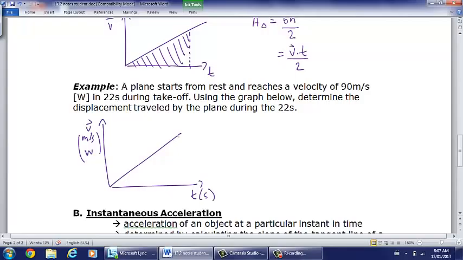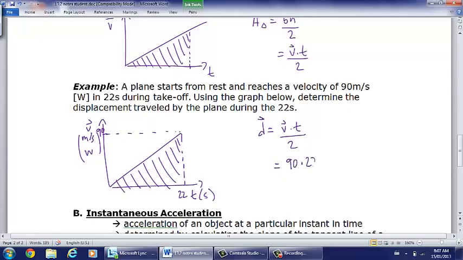Velocity increases at a constant rate up to 90 meters per second. So that's here. And that takes 22 seconds. So we want this area. We know that displacement in this case is the area of the triangle, which is base, being time, times height, velocity, divided by 2. So it's going to be 90 times 22 divided by 2, which will work out to 990 meters west. So those are all examples of constant acceleration, either no acceleration or constant acceleration.